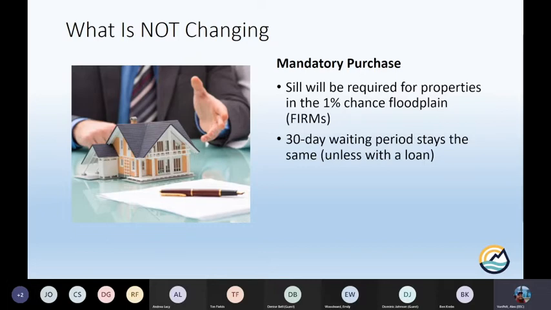The 30-day waiting period is waived if you are buying it in conjunction with a loan. So the requirement that folks have to buy insurance if they're in the 1%, if they're in the blue blob, is not going away.